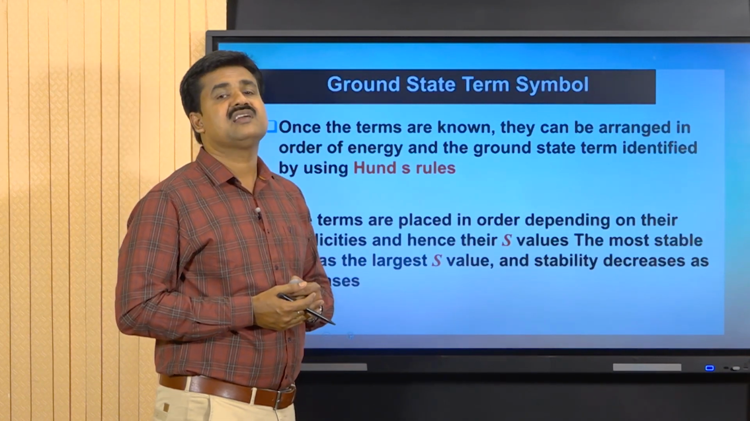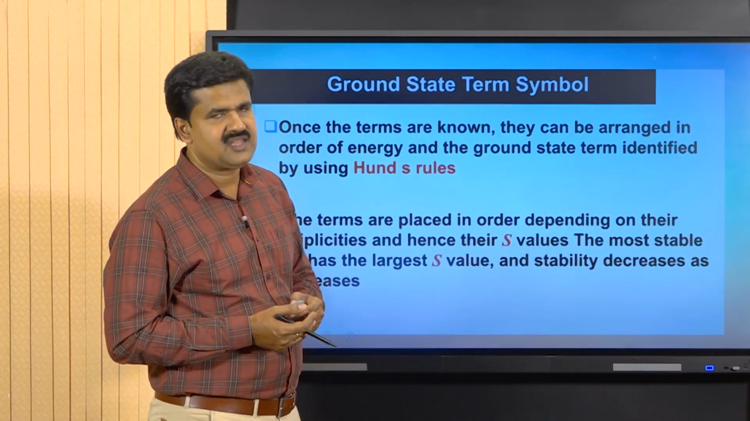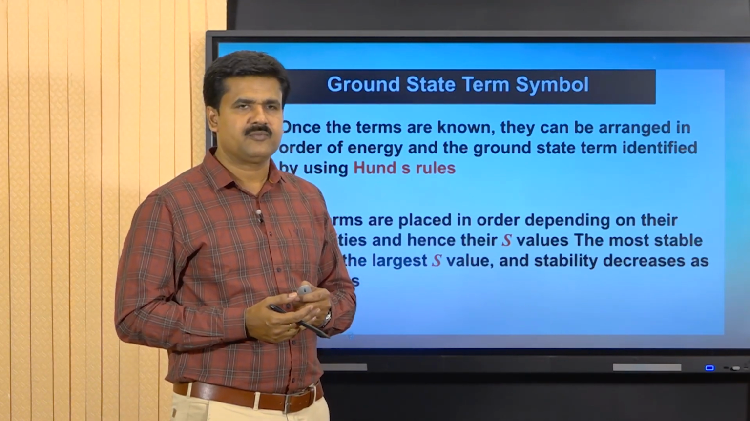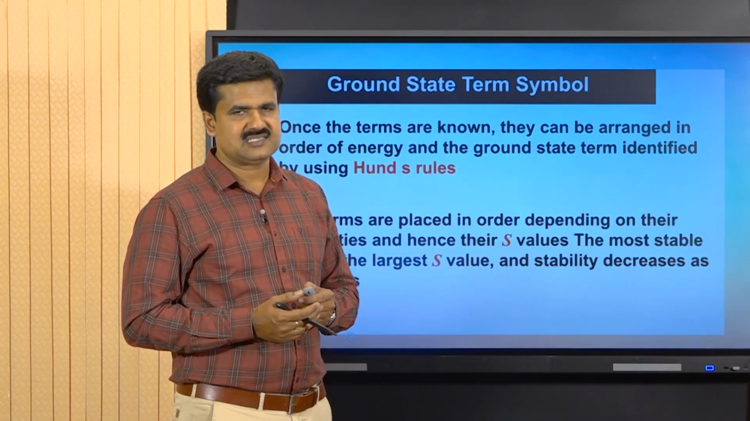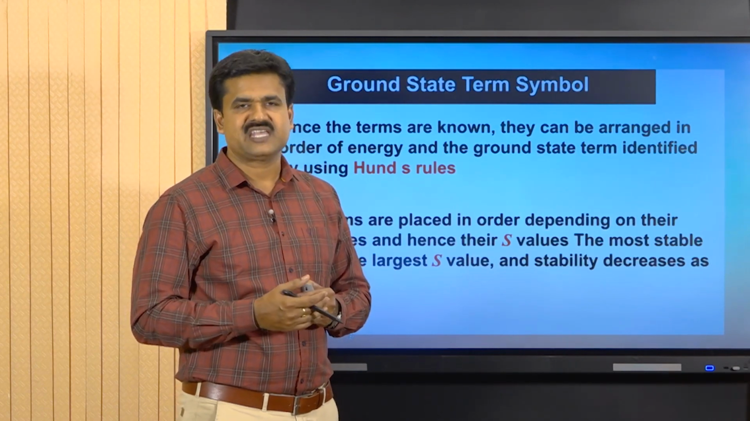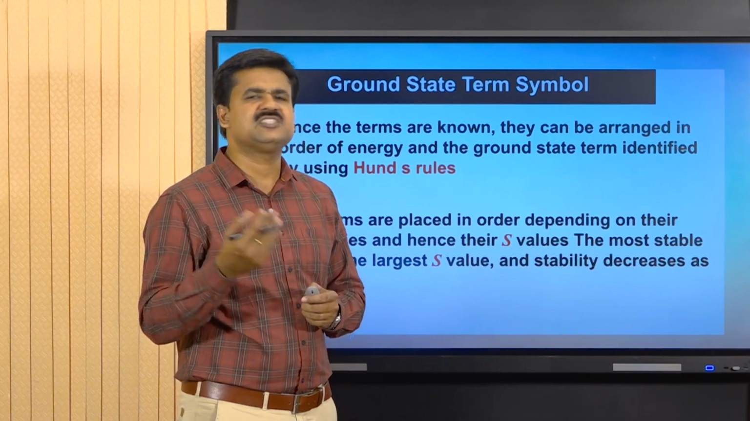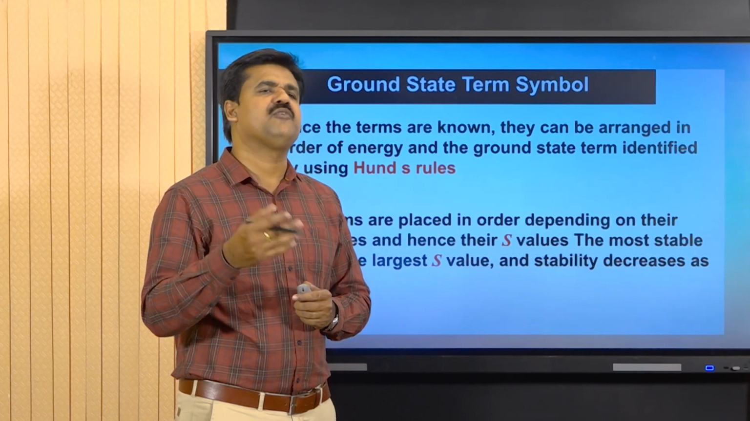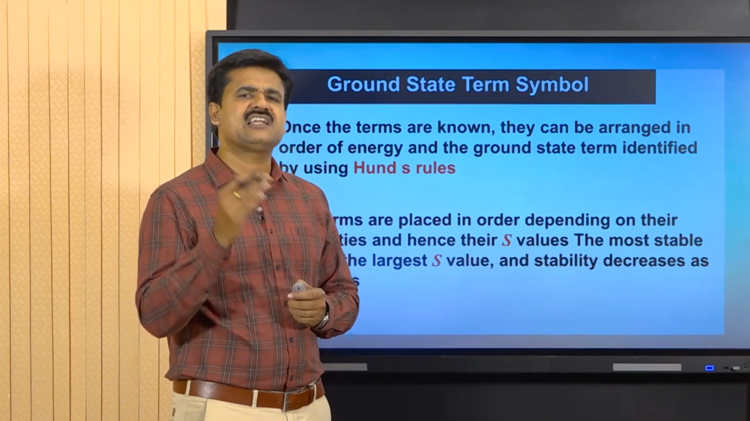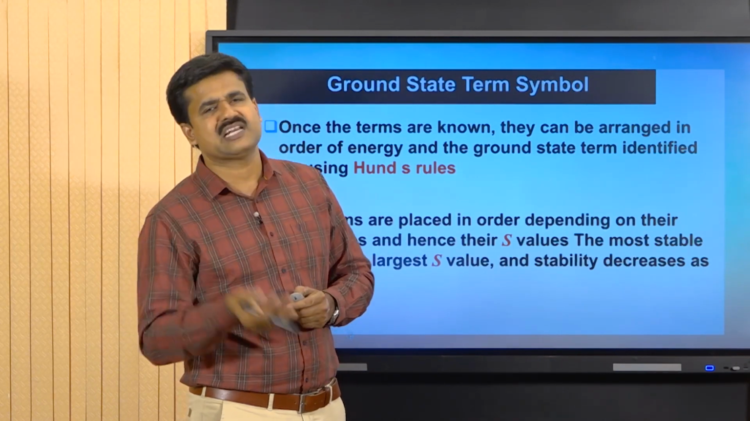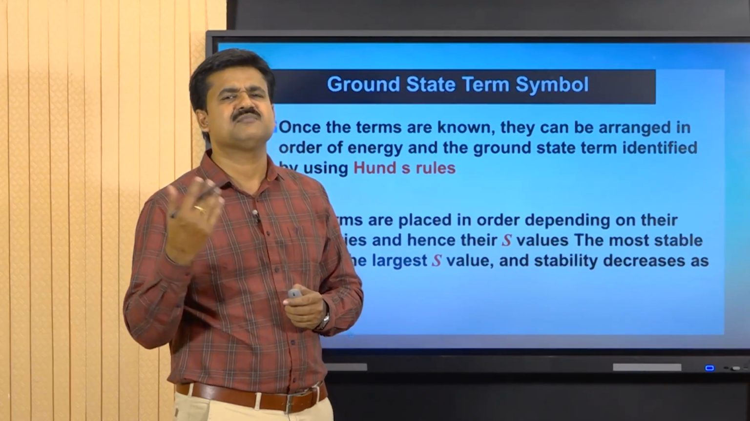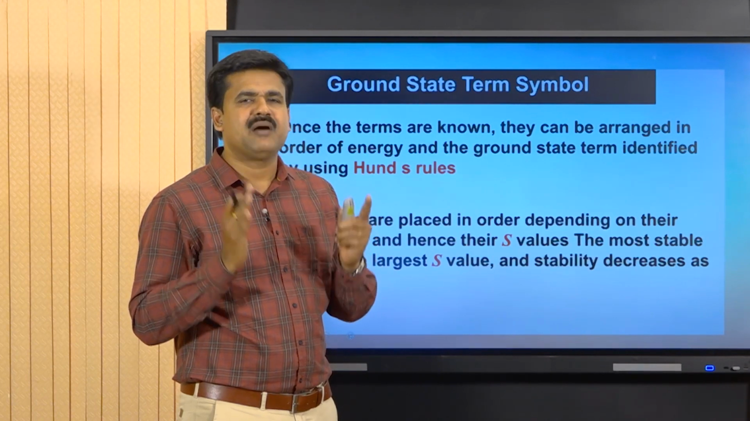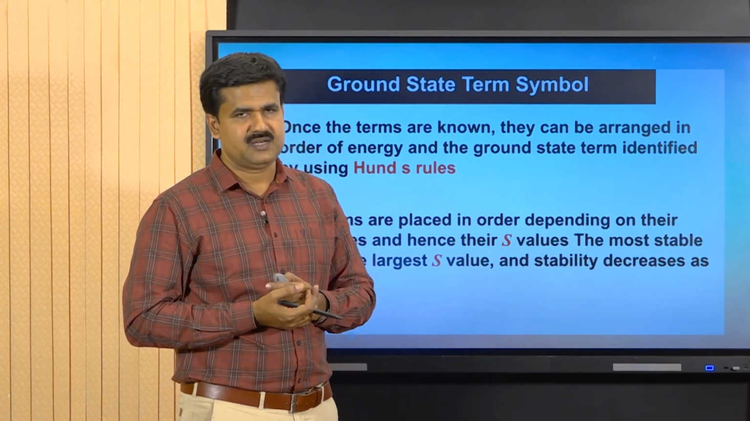Now, ground state term symbol. I already mentioned that the term symbol is a shorthand representation of angular momentum quantum numbers in a particular electronic arrangement. If the electronic arrangement changes, then the term symbol also changes. So, for a particular configuration, there are different possibilities of getting more than one term symbol: the ground term symbol, excited term symbols, and so on. What we are focusing on now is the ground state term symbol.